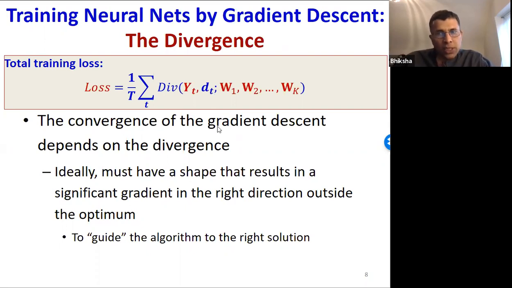However, the convergence of the gradient descent algorithm depends on other properties of the divergence, like how it behaves away from the minimum. Ideally, as you go away from the minimum, the divergence must have a shape that results in a significant gradient in the direction of the optimum. This will guide the algorithm towards the correct solution. At the same time, as you approach the optimum, you want the gradient to become smaller so that the updates become more careful and are more likely to stop at the correct solution.